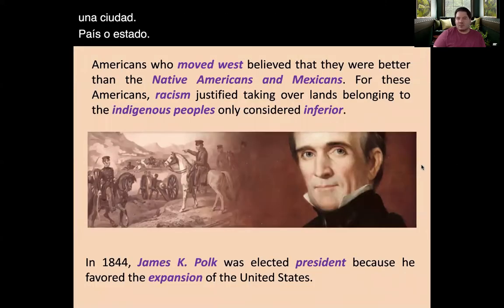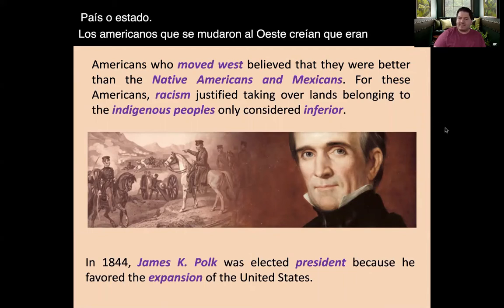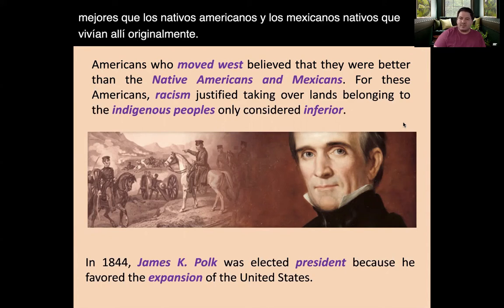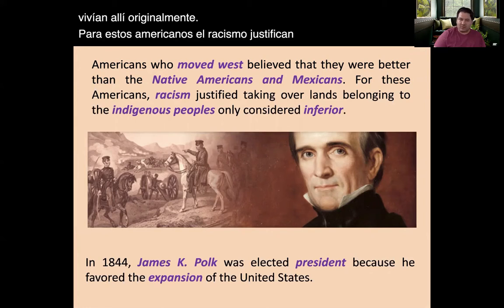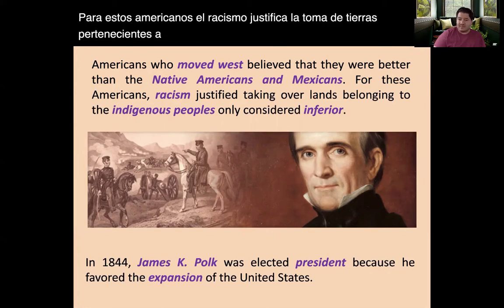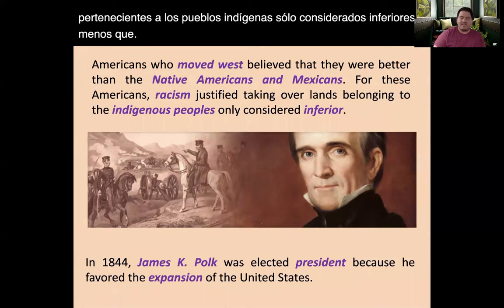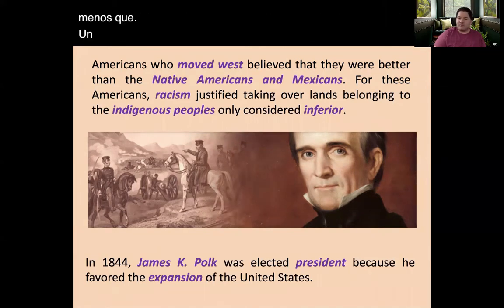Now, Americans who moved west believed that they were better than the Native Americans and Native Mexicans who lived there originally. For these Americans, racism justified the taking over of lands belonging to the indigenous peoples, who they considered to be inferior or less than. In 1844, James K. Polk was elected president because he favored the expansion of the United States.